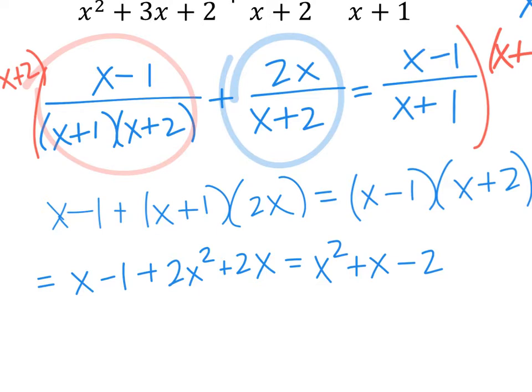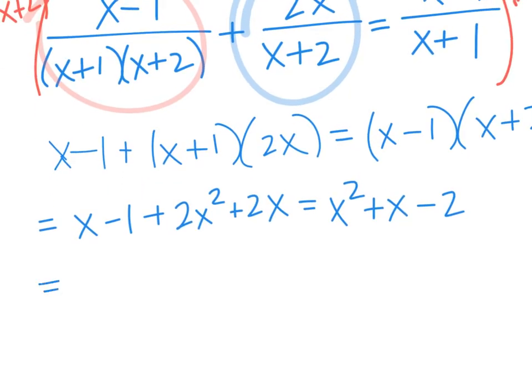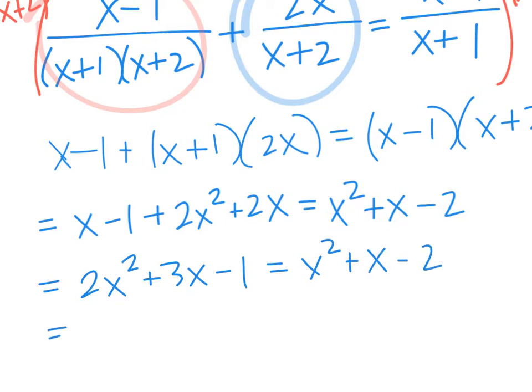How do you solve any problem that doesn't have only 1 degree? Yes, set it equal to 0. Anytime you want to solve something, you have to make it equal to 0. So it looks like it's better if I move everything to the left, but let's combine like terms first. 2x squared plus 3x minus 1 equals x squared plus x minus 2. Move everything to the left. x squared plus 2x plus 1 equals 0. Okay, if you didn't get to this point, get to this point and then continue solving it.